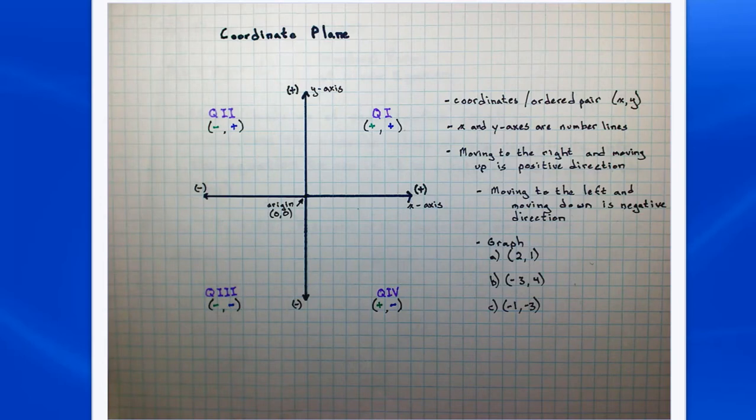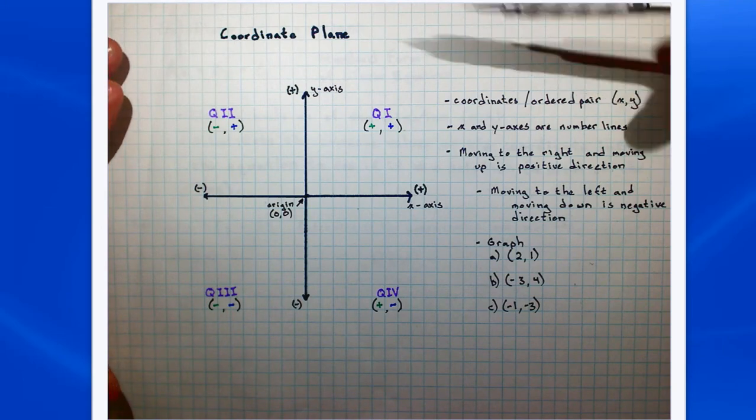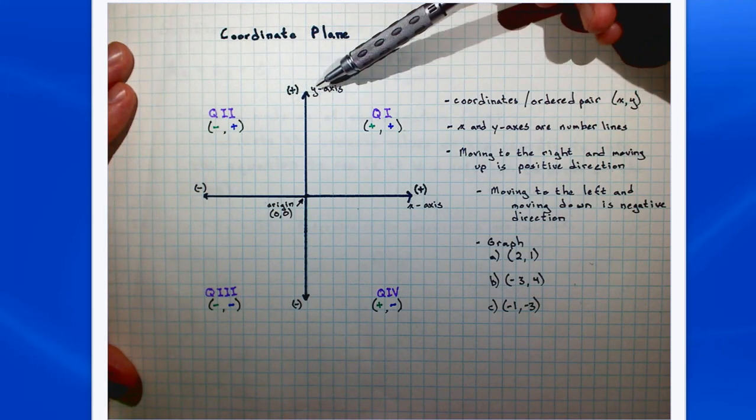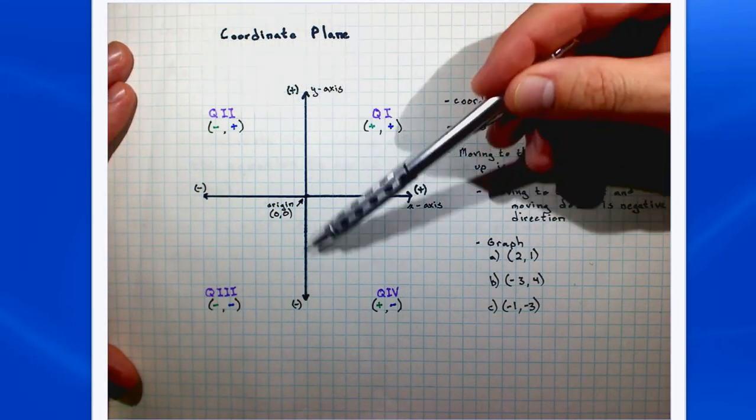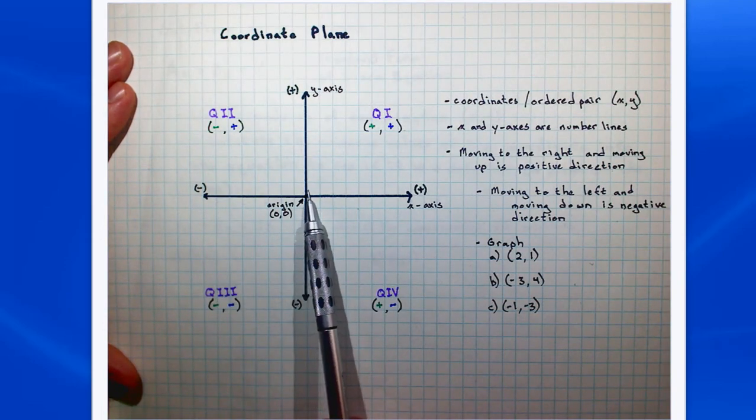Hello, I'm going to talk to you about the coordinate plane and solutions to linear equations in standard form. We'll begin with the coordinate plane, or the Cartesian plane. There are two lines that intersect perpendicularly. You have the vertical line and the horizontal line, and these form a 90-degree angle.